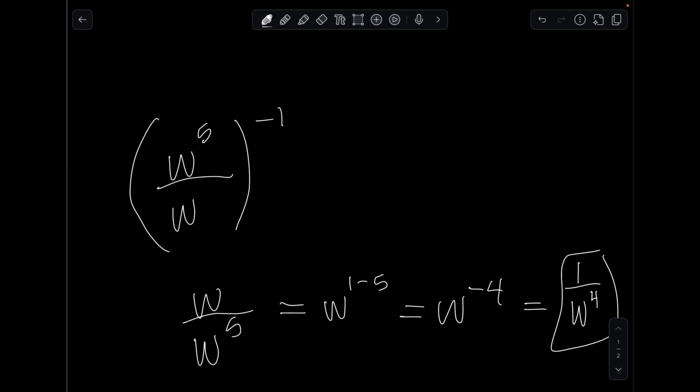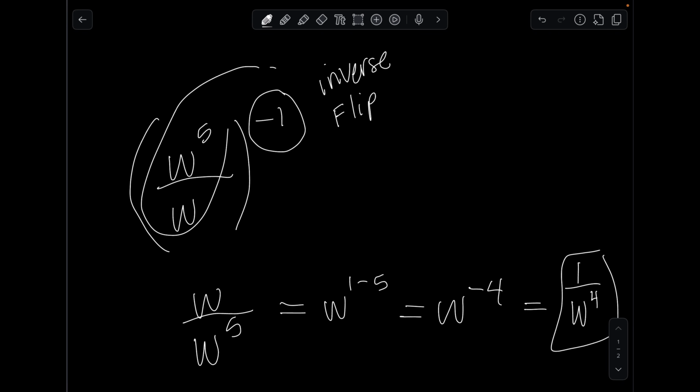I'm going to show you another way to do this problem as well. But that's one way. This is your flipper. It's taking the inverse. So you can say in a silly way, I'm flipping it. So the inverse of w to the 5th power divided by w is 1 over w to the 4th power. Let me show you a different way to do it. You ready?